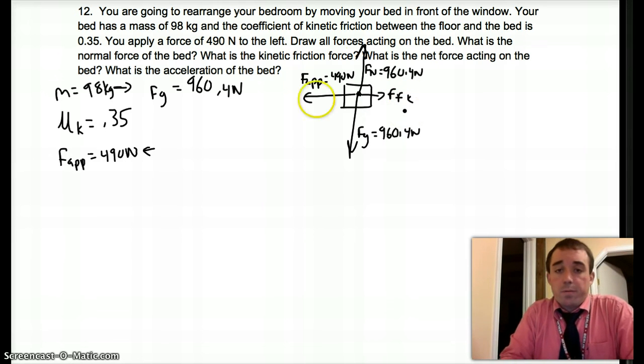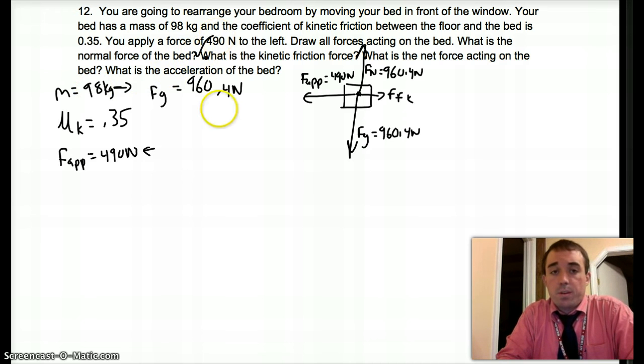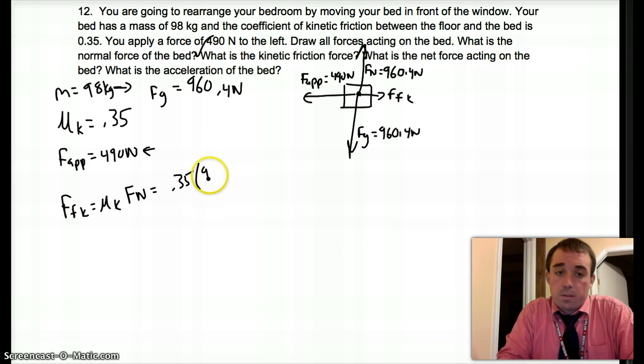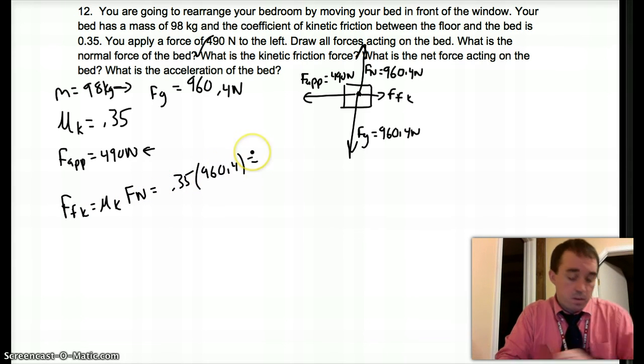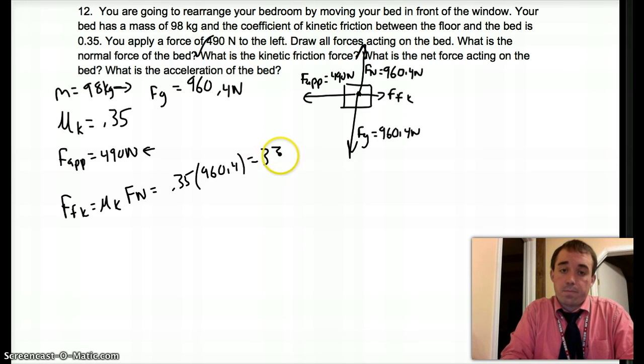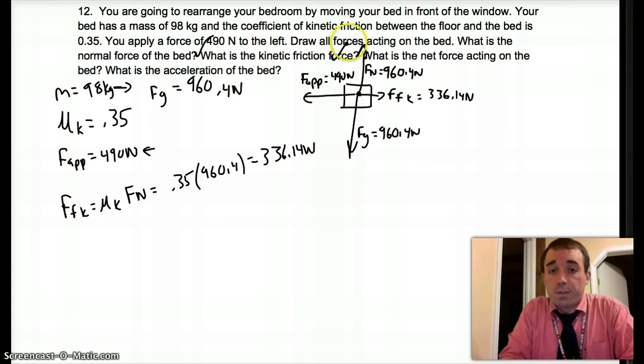Alright, what is the normal force? We took care of that. Very simple. What goes up comes down, or what goes down goes up. So normal force 960. What is the kinetic friction force? The kinetic friction force is just mu k times the normal, 0.35 times 960.4, 336.14 newtons. So add that to our free body diagram. Okay. Kinetic friction force is done.